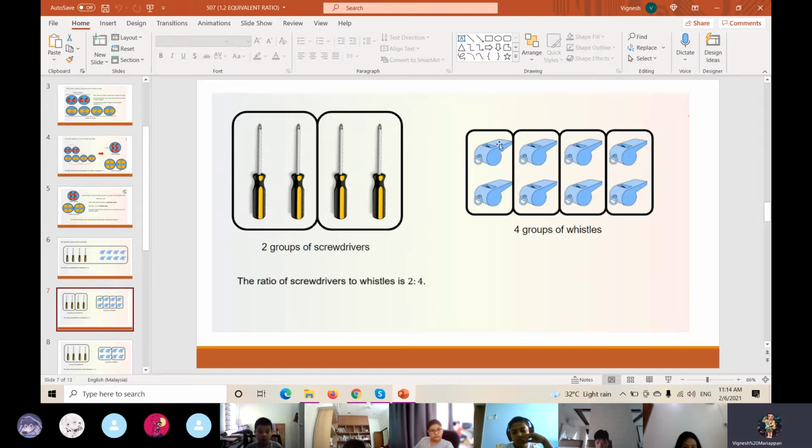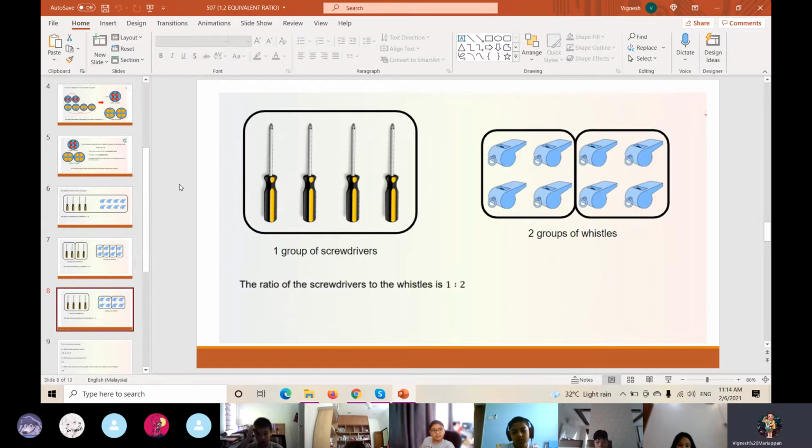Okay, if we use 2, the amount of quantity is 2 for the first ratio. Also, we have to use the same quantity for the second ratio. Let's say if here 2 groups of screwdrivers, I get 2 quantity of screwdriver, I categorize as 1 group. Same goes to the whistles. Okay, now so we have 2 groups of screwdrivers and then 4 groups of whistles. So this is one more way to write the ratio. Ratio of screwdrivers to whistles is 2 to 4. This one is the second way.